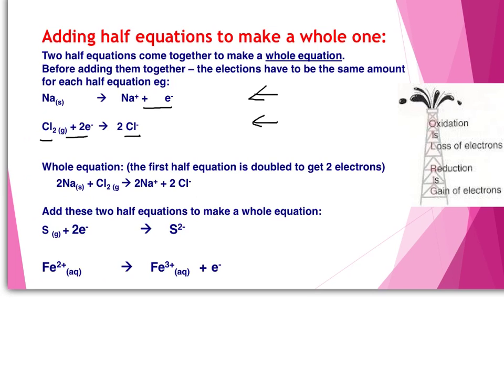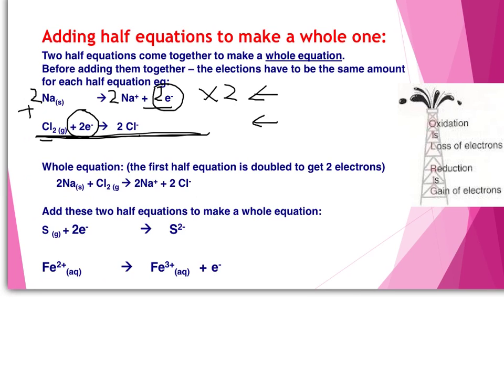Okay, so once we have these two redox half equations where one's oxidation and one's reduction, we have to add the two together to make a whole equation. So we want to add this one to this one. Now before we can do that, we have to have the same number of electrons on both sides of the arrow. So this half equation we've got 2 electrons on the left, and this half equation we've only got 1. So before we can add them together, we've got to double the whole of the first half equation for sodium. So everything in this half equation we're going to double. So we're going to put a 2 in front of that sodium atom, a 2 in front of that sodium ion, and a 2 in front of that electron.